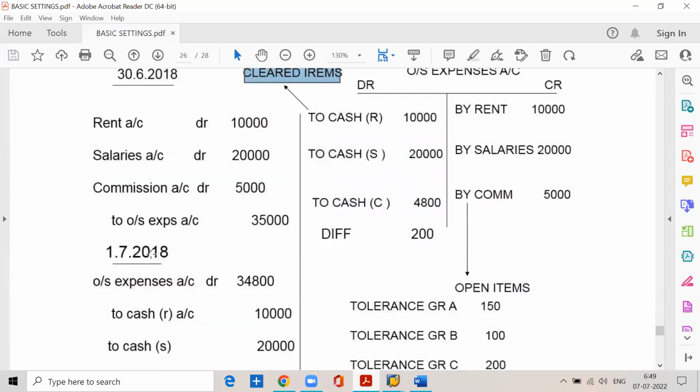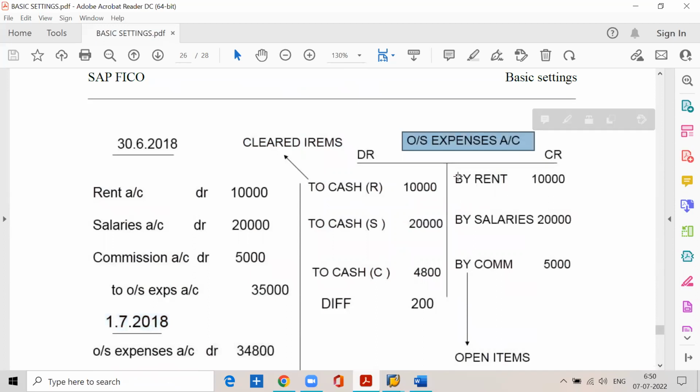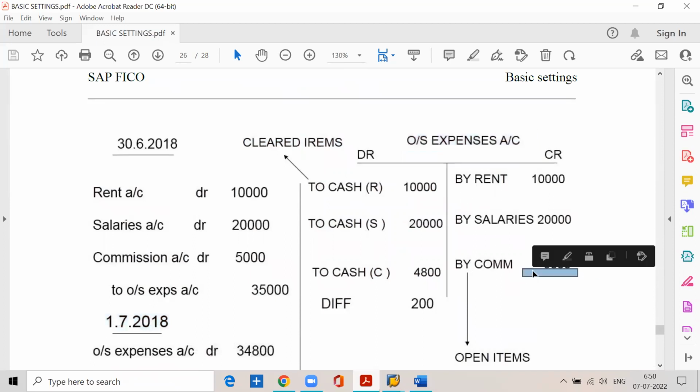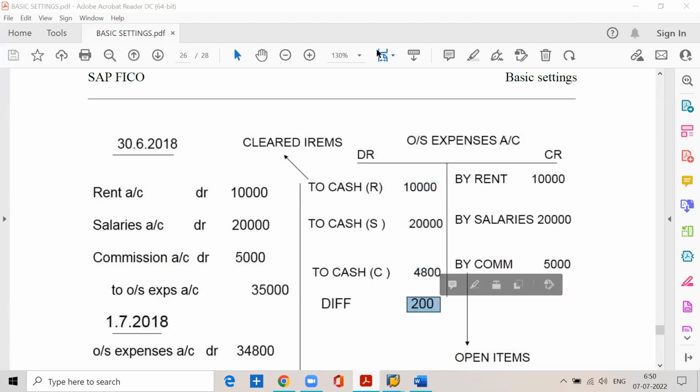Now again, on 31st of July 2018, we are preparing the P&L account and balance sheet, right? Now, we balance this outstanding expense account. In the outstanding expense account, as on 31st of July, total credit is 35,000, but the total debit is 34,800 rupees. So there is a credit balance of 200 rupees.